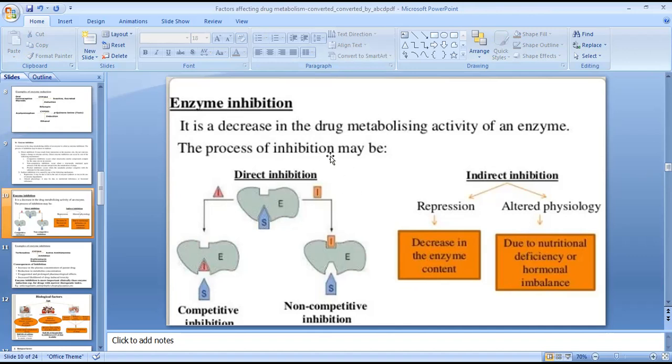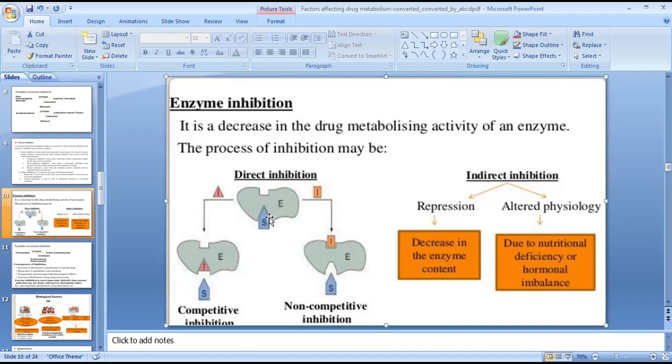Now how are they going to affect the direct inhibition process? By competitive inhibition. Now see, this type of structure or cavity is provided by this enzyme to attach the substrate molecule. This substrate is going to show the pharmacological action, but instead of the substrate molecule, some other chemical or inhibitor will come in and attach there in the cavity.